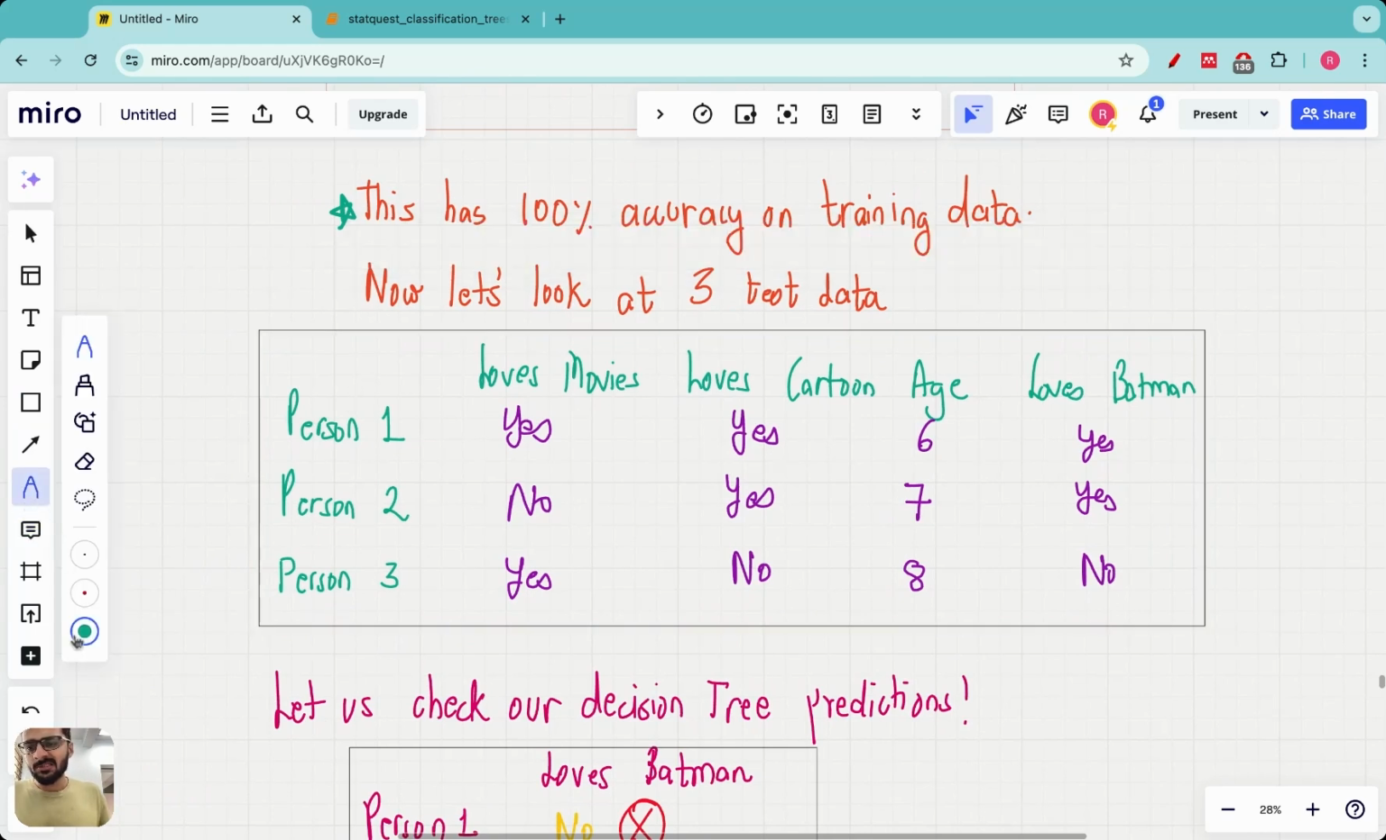So let's say you have built this decision tree, right? Someone comes over to you and says, hey, can I test your decision tree on three new people? Then you say, yeah, I've built this decision tree and I think it will work.